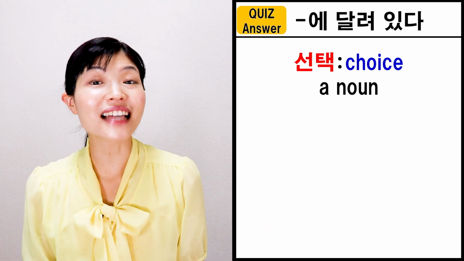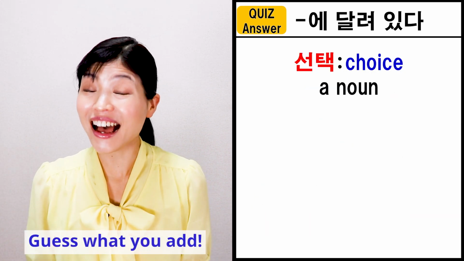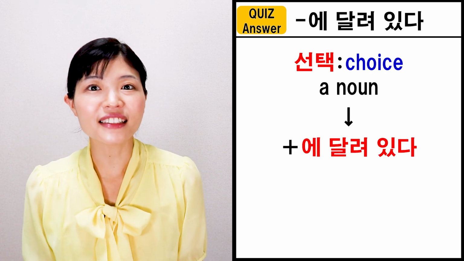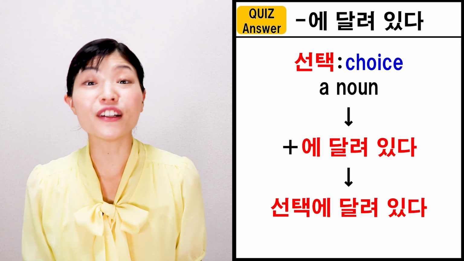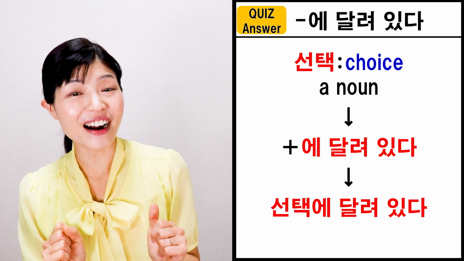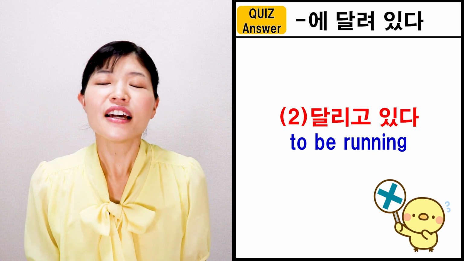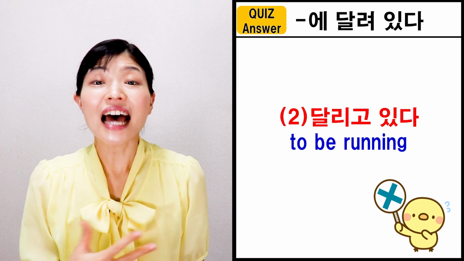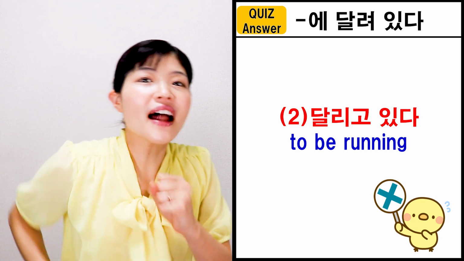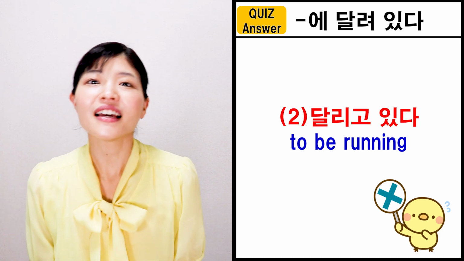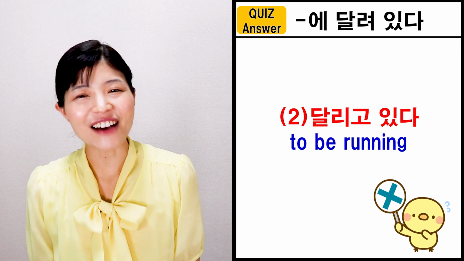선택, a choice, is a noun. So what do you have to add? Yes, you add 에 달려있다 to make 선택에 달려있다. Easy peasy, right? Did you choose number 2? Unfortunately, number 2 is wrong. 달리고 있다 means to be running. A choice is running. Sounds funny, right? I just made it to make you laugh.